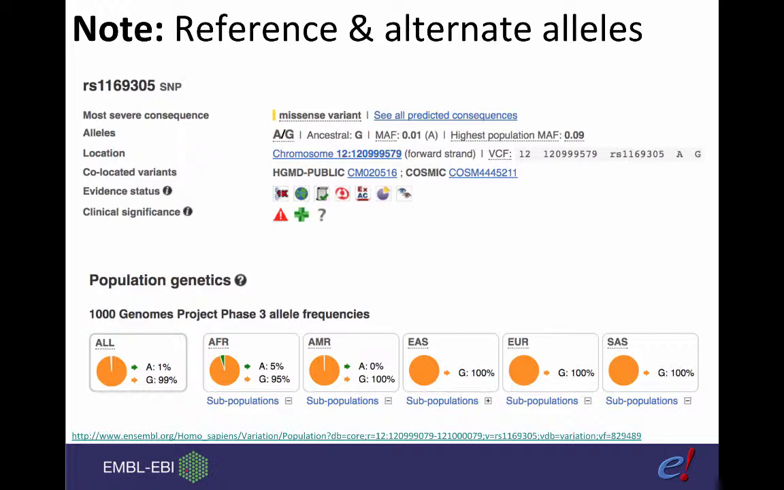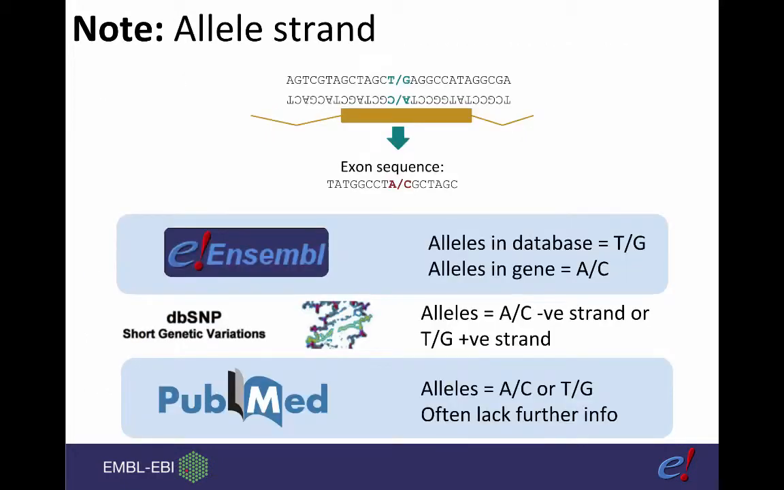Looking at the population genetics pie charts from below, we can see that the G allele at this location is actually far more prevalent across the populations. So this is just something to make a note of. If you identify an allele in your sequencing data, it may not always necessarily be a rare allele. And this is very important to point out.